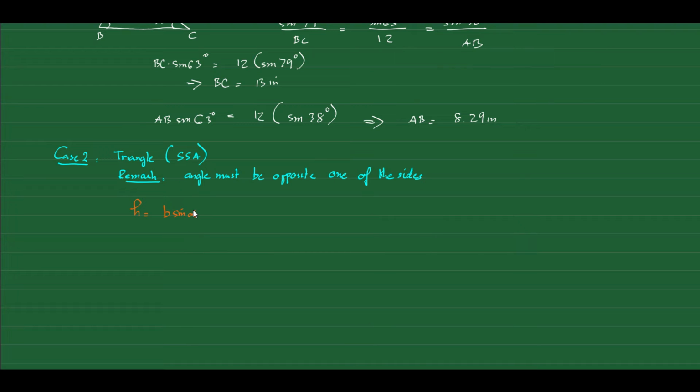B sine alpha. So the alpha here is the angle given. Okay, this is the angle right here. That is the angle given. So this alpha here is given.